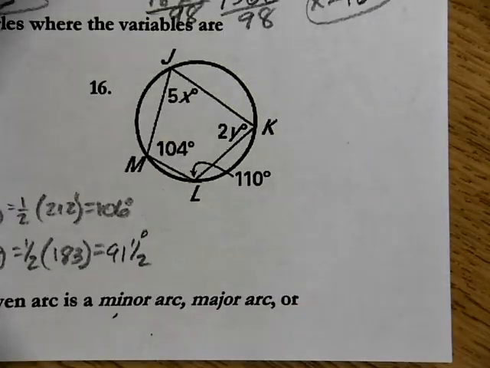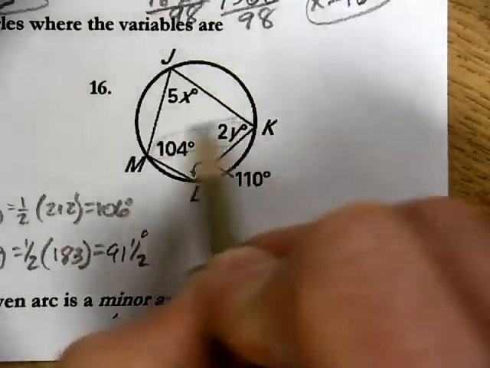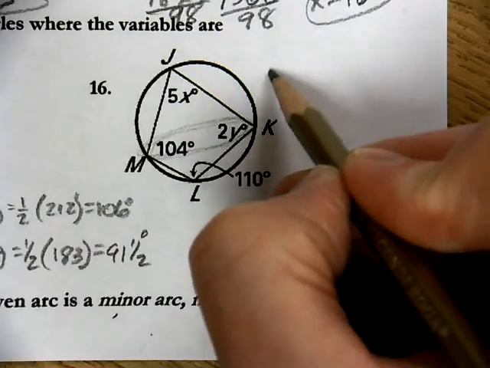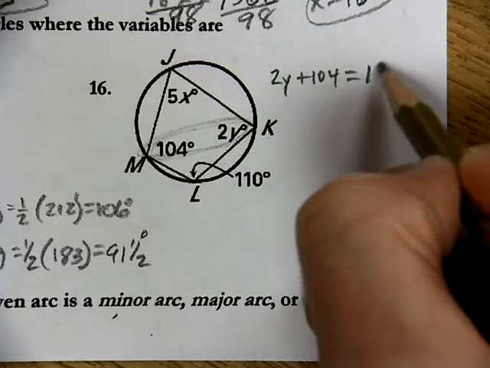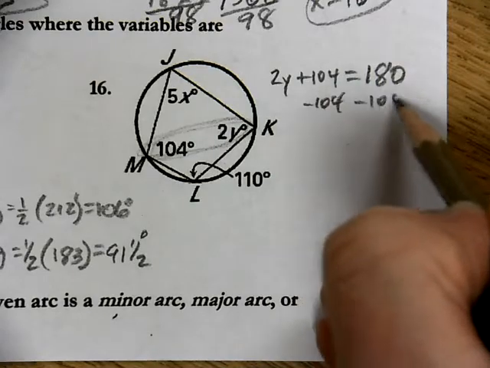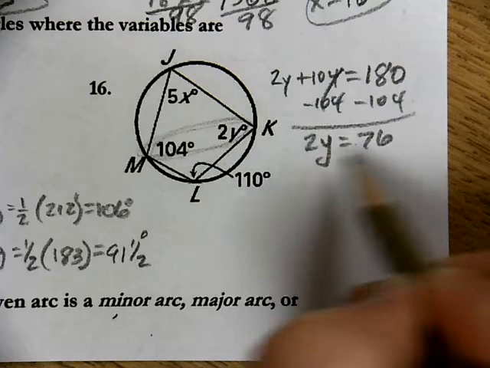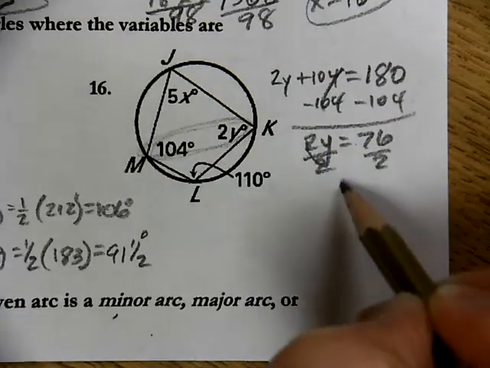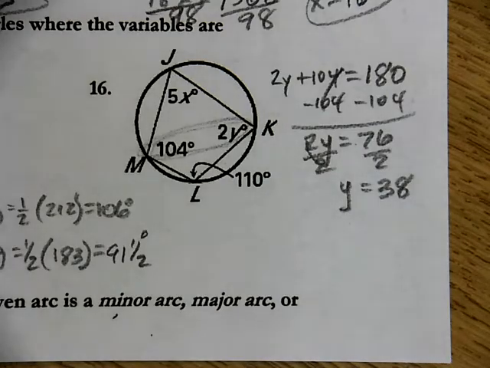This one follows our rule a little bit closer, where the opposite angles have to be supplementary. So 2y plus 104 is going to equal 180. So we'll subtract our 104. So 2y equals 76. We divide by 2. We get 38. Now that is not 38 degrees. 2 times 38 is what they're looking for.